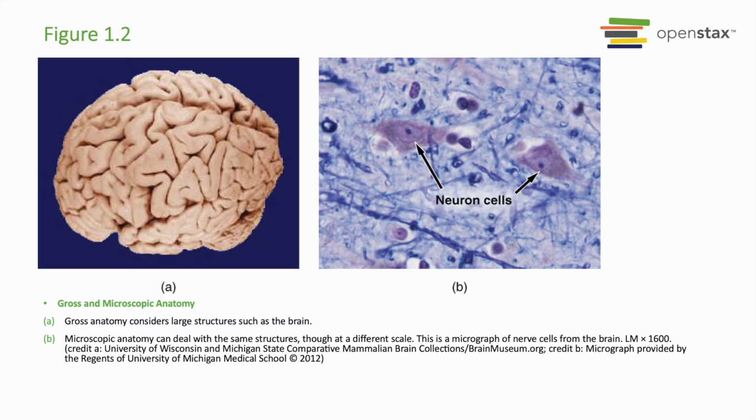Figure 1.2: Gross and microscopic anatomy. Gross anatomy considers large structures such as the brain. Microscopic anatomy can deal with the same structures, though at a different scale. This is a micrograph of nerve cells from the brain, LM times 1600.